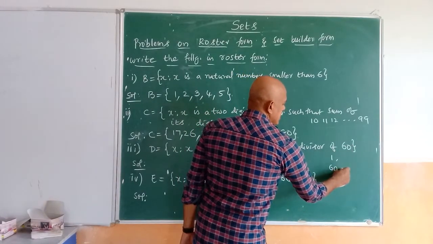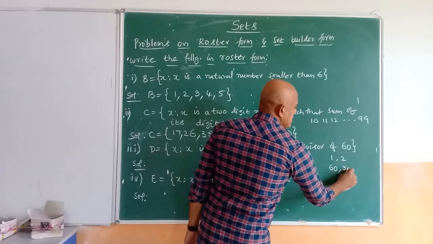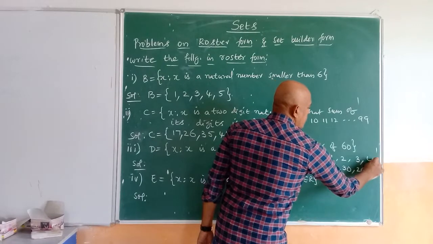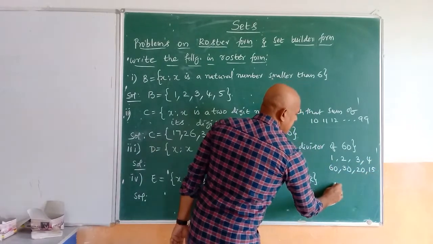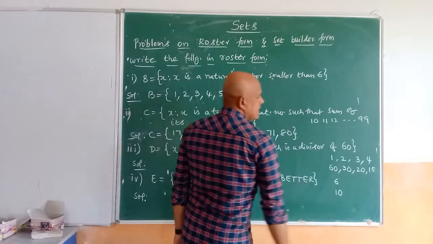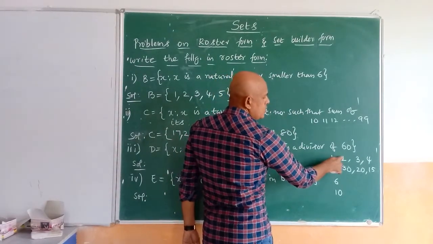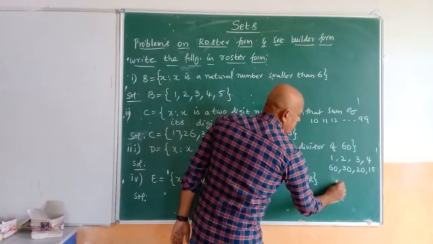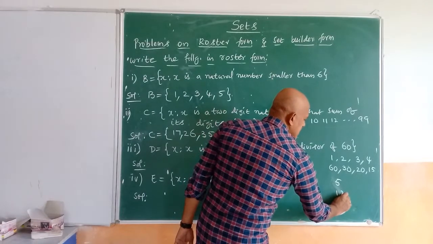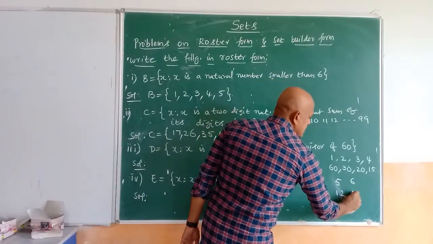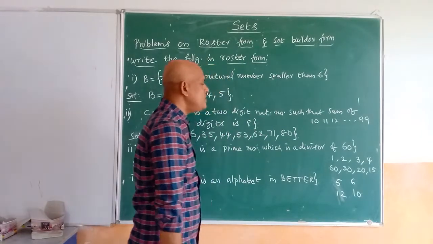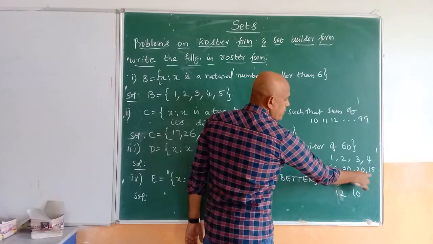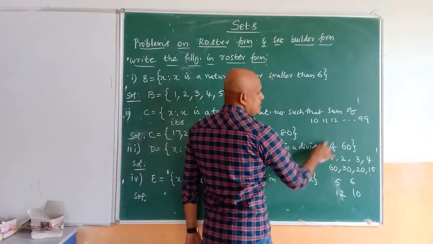1 times 60 is 60. And next again 2 times 30 is 60. And next again 3 times 20 is 60. Next again 4 times 15 is 60. And next again 6 times 10 is 60. So here 1 times 60, 2 times 30, 3 times 20, 4 times 15, and again 5 times 12 is 60. And next again 6 times 10 is 60. So these are the factors of 60. So here 1, 2, 3, 4, 5, 6, 10, 12, 15, 20, 30, 60 are the factors or divisors of 60.